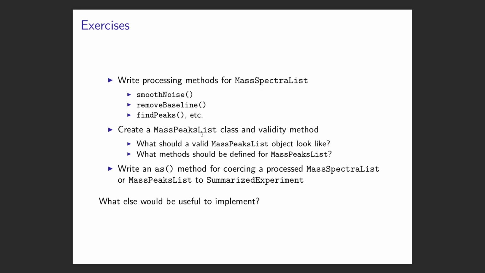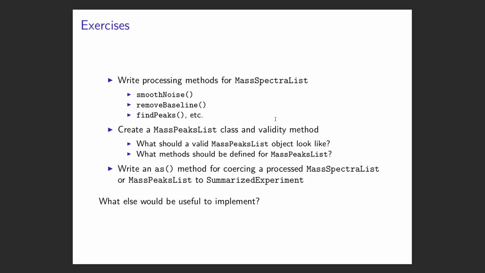That's not too hard. Another thing you could do is create a mass peaks list class. We didn't look too much at the peak picking functionality or the bin peaks method, but suppose we want to have, so a mass spectral list just contains mass spectra, but suppose we want to have a specific kind of list for containing mass spectra that have been peak picked and have indices for where the peaks were located or detected. We could create a mass peaks list class that requires all of the mass spectrum objects to have been peak picked or centroided or something like that.